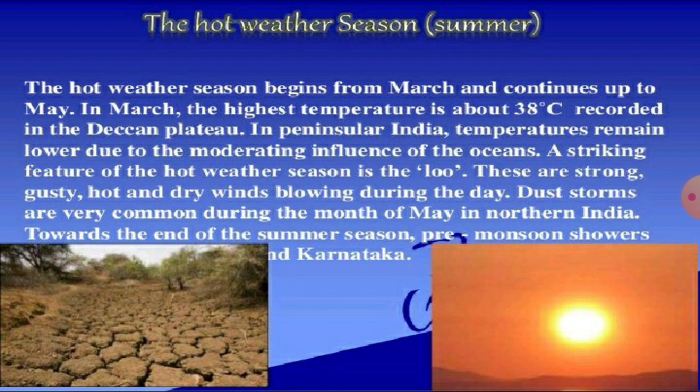What are loos? These are strong, gusty, hot and dry winds blowing during the day. Dust storms are very common during the month of May in northern India. Towards the end of the summer season, pre-monsoon showers are common, especially in Kerala and Karnataka. They help in the early ripening of the mango.